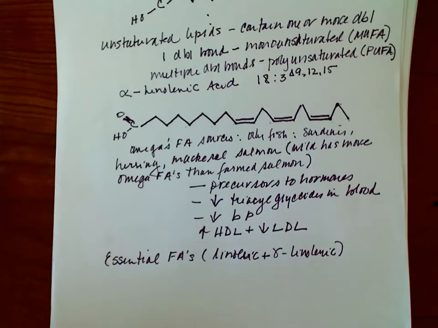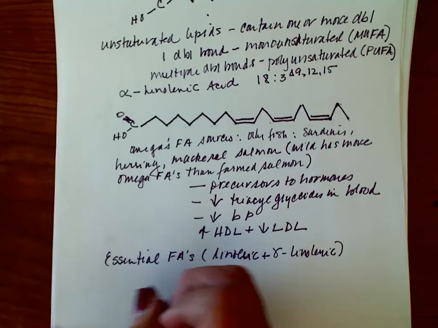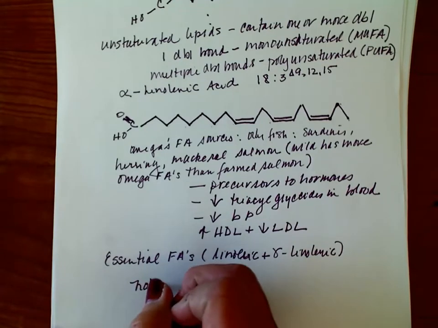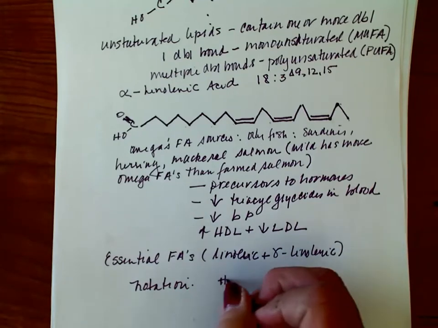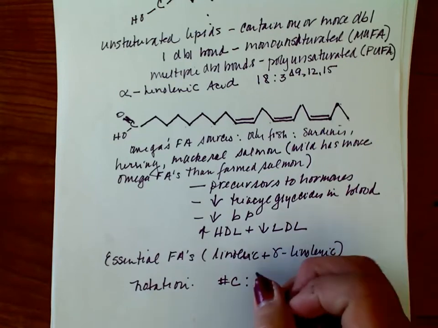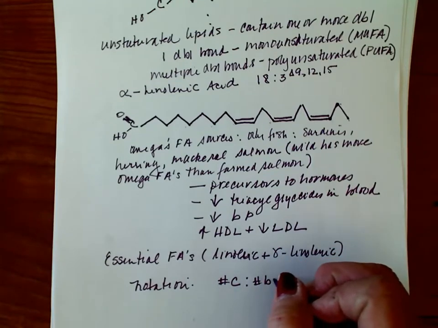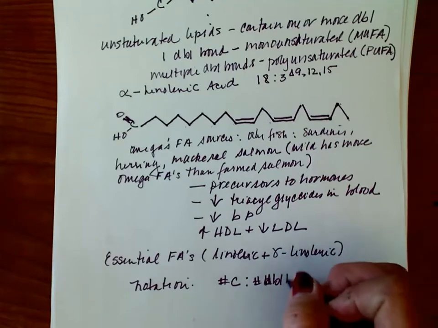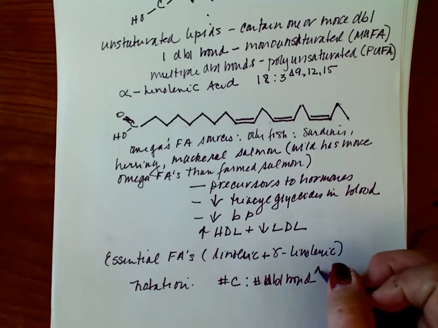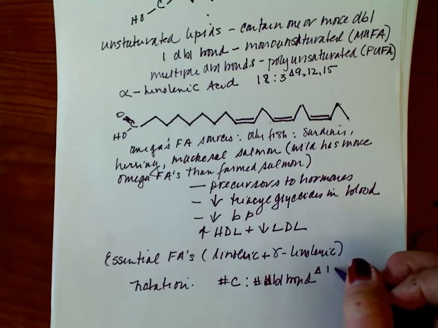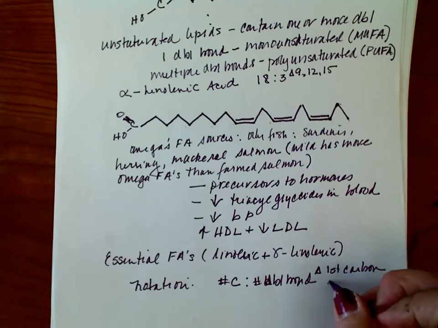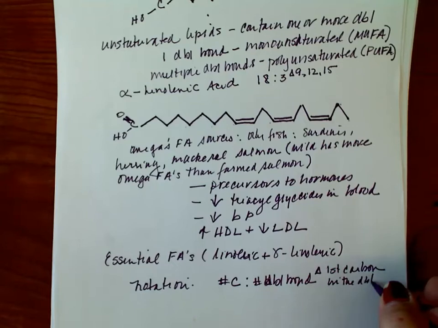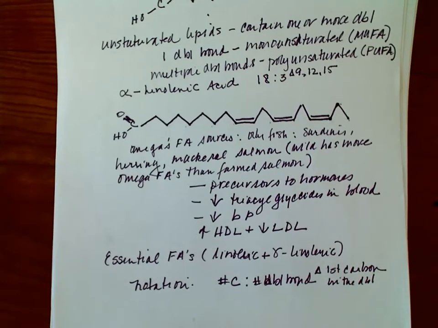Okay. And again, just to go back to that notation for a minute, we have the number of carbons, a colon, number of double bonds, and then that superscript with the first carbon from the carboxyl carbon in the double bond. And again, those could be only a single double bond, or it could be multiple double bonds.